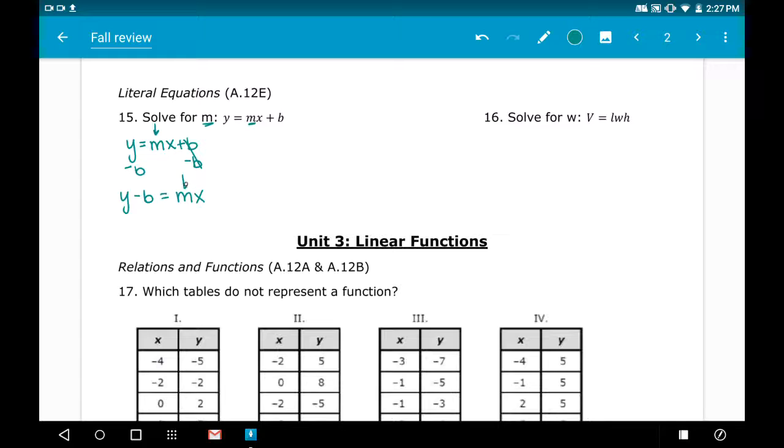Now again, I want to keep this m here, but I need to get rid of the x. Since it's m times x, I have to do the inverse operation of multiplication, which is division. So I'm going to divide this whole side by x, and then divide this whole side by x. So those x's cancel out, and I'm left with y minus b divided by x equals m. And that's our final answer.